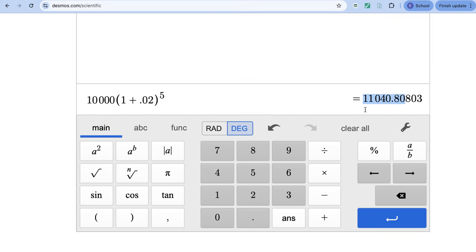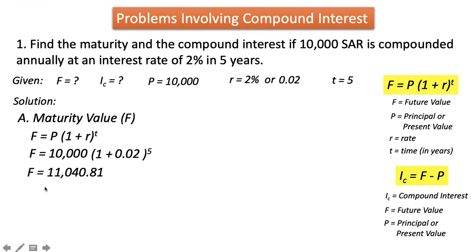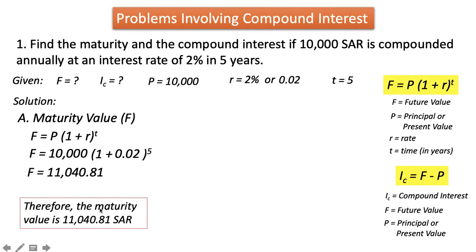So in 2 decimal places, that is 11,040.81. So we're going to round off this 0 because the next number is more than 5. Alright, so our answer is 11,040.81. Therefore, the maturity value is 11,040 riyals and 81 halala.